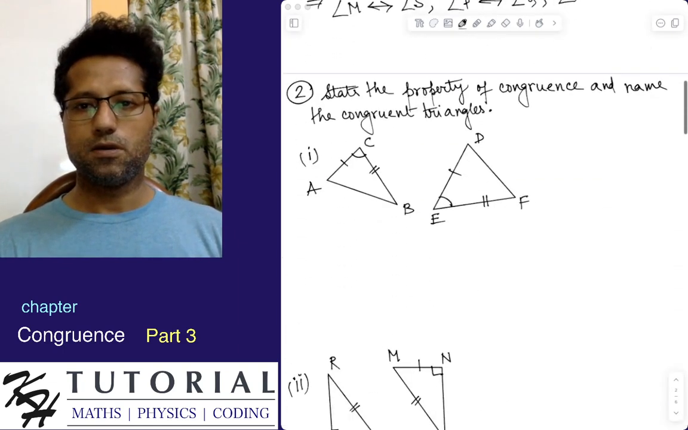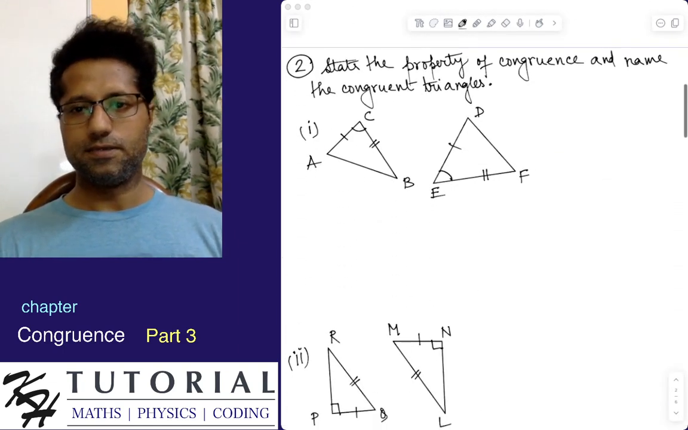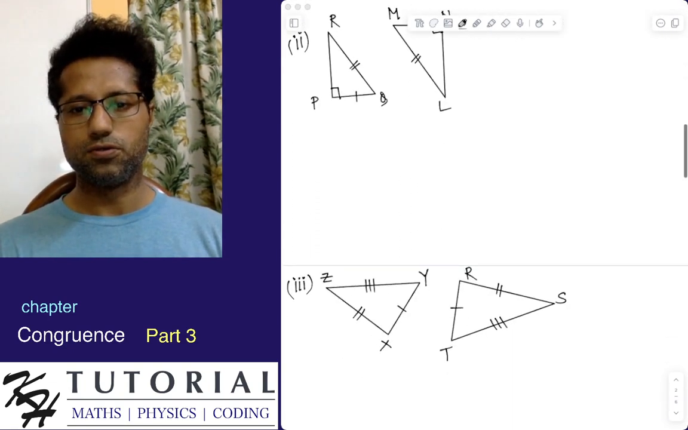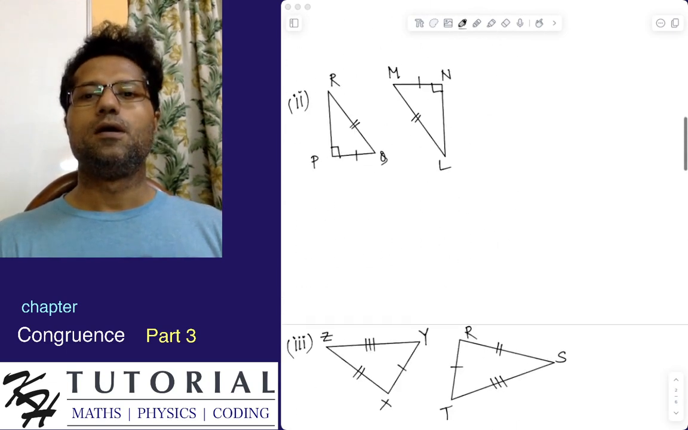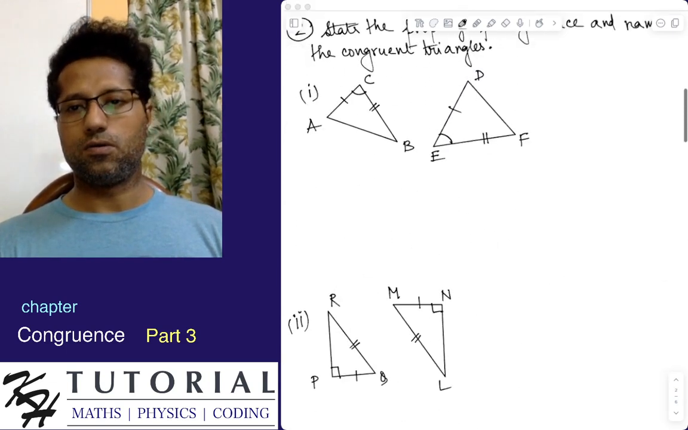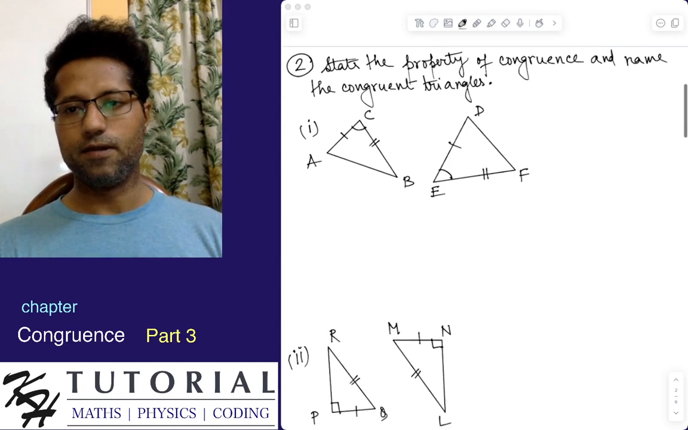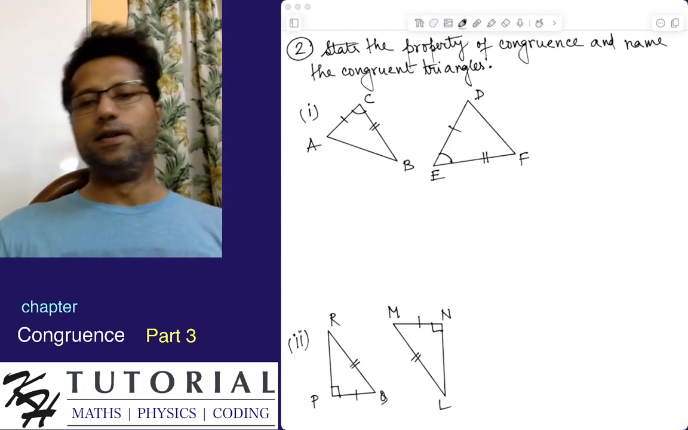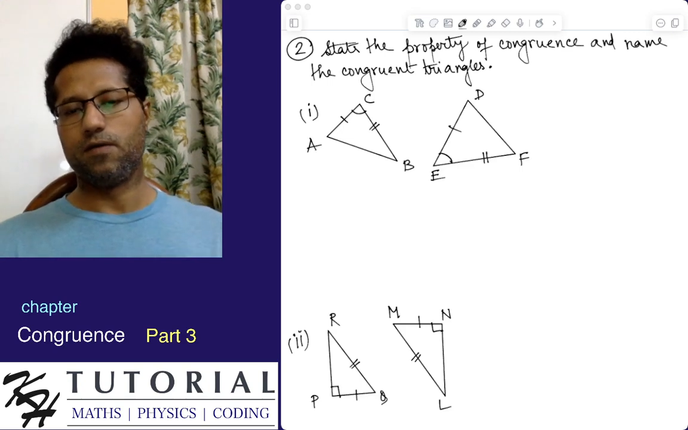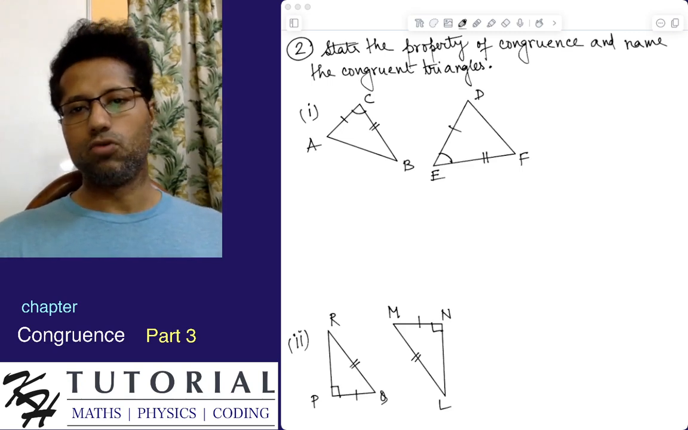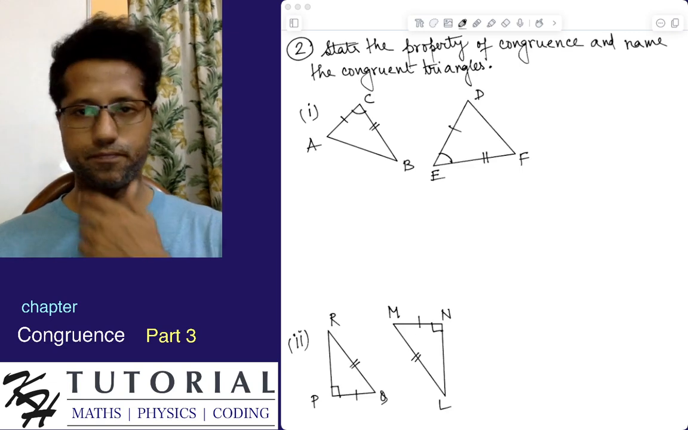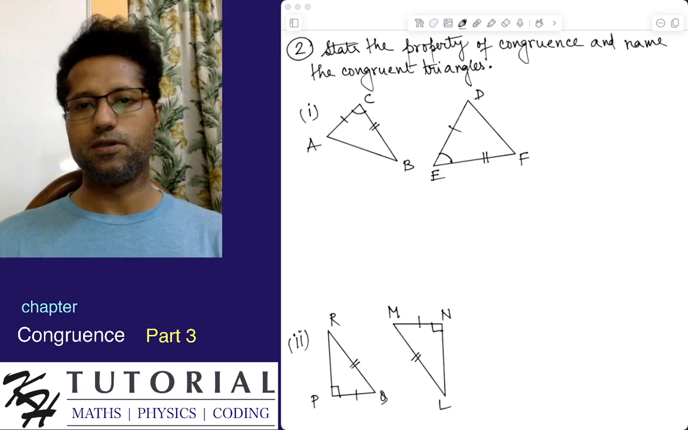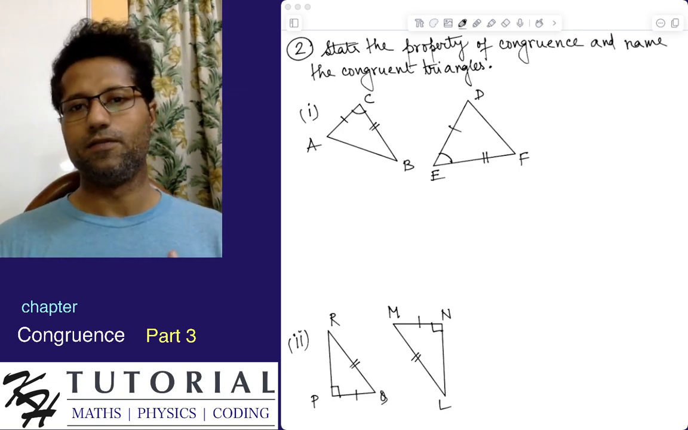Okay. Question number 2 says that some pairs of congruent triangles are given. So we have 1, 2, 3, 4 and 5 parts. A pair of two congruent triangles are given, and indication is given in the figure regarding the equality of sides or angles. Now it is asking the property of congruence. So all these triangles are congruent triangles, so definitely they will be congruent.